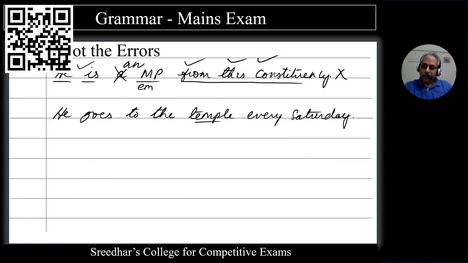What is wrong with this sentence? He goes to the temple every Saturday. Not correct. He goes to temple every Saturday. She is a student. She goes to school every morning. We should not say she goes to the school every morning. Primary purpose, we should not use any article. Now let us go to helping verbs. Quite often, exams ask questions related to helping verbs. There is one important rule. What is it?